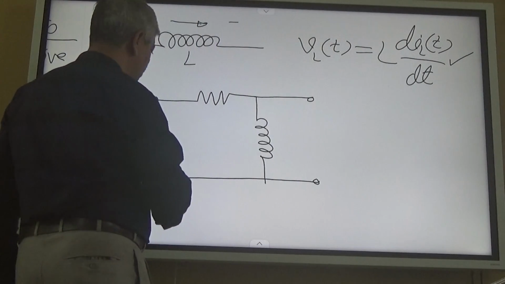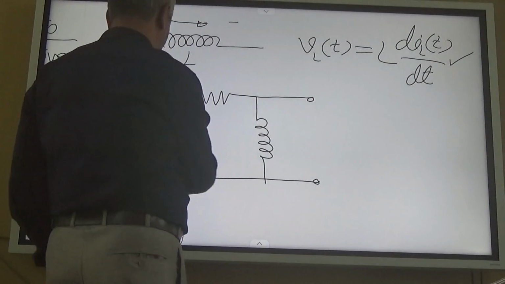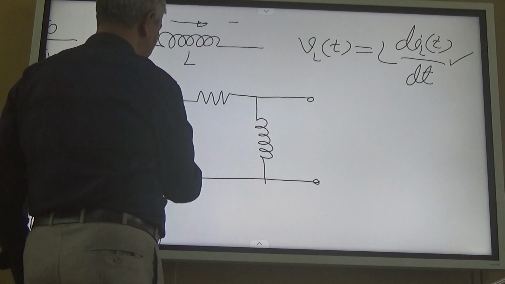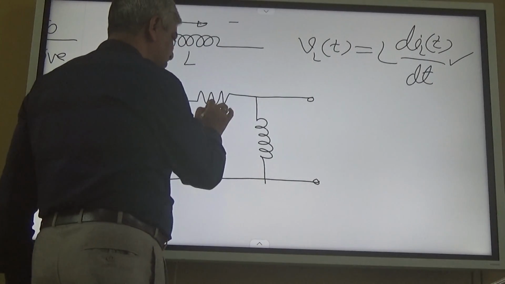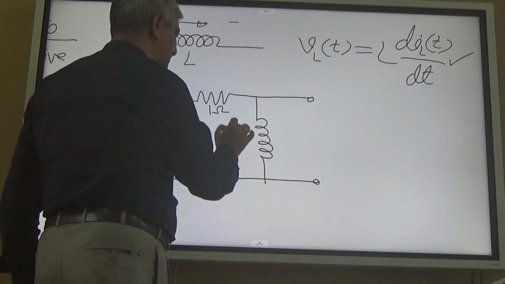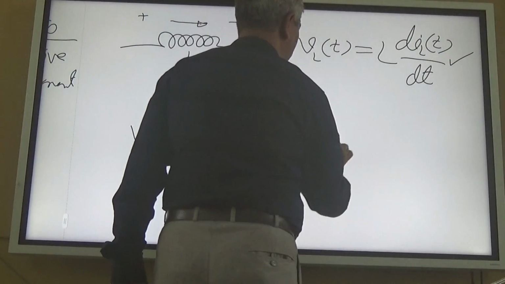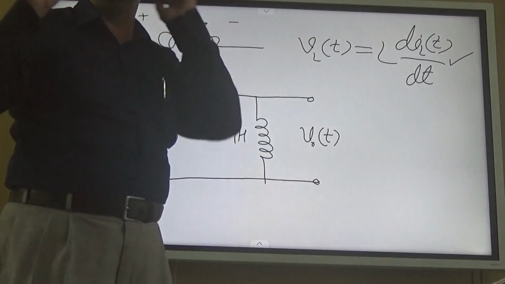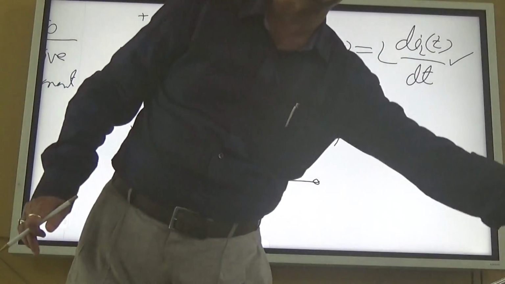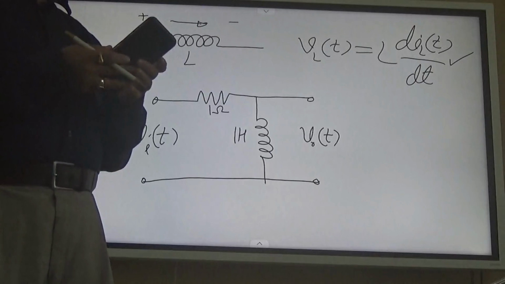Now there is no need of a switch and all that. So we can work in terms of Vin(t) as the input applied, a resistance of 1 ohm, and an inductance of 1 Henry. So huge tasks are there. Now derive the differential equation in terms of Vin(t) and Vo(t).